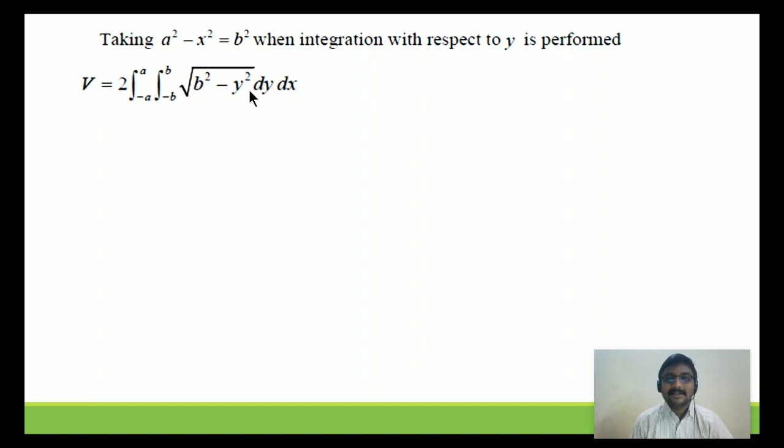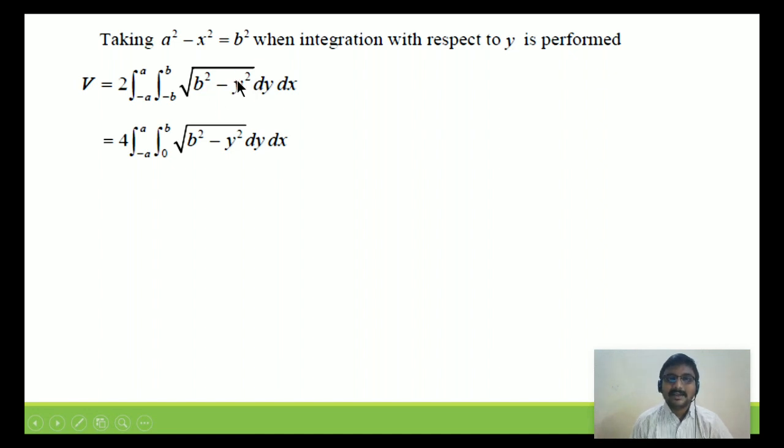So it is a definite integral formula: the integral from negative b to positive b can be written as 2 times the integral from 0 to b, because the integrand function is here an even function. If we replace y with minus y, we get the same function, so the integrand function is an even function.